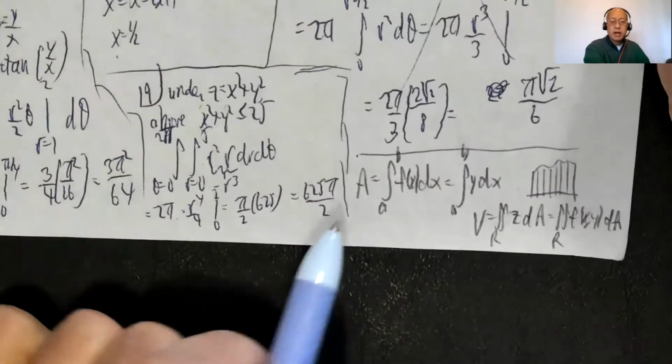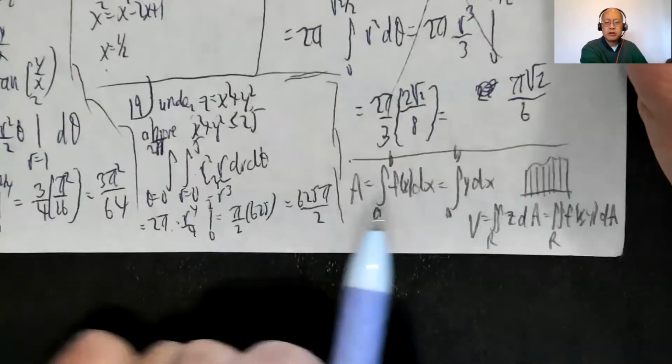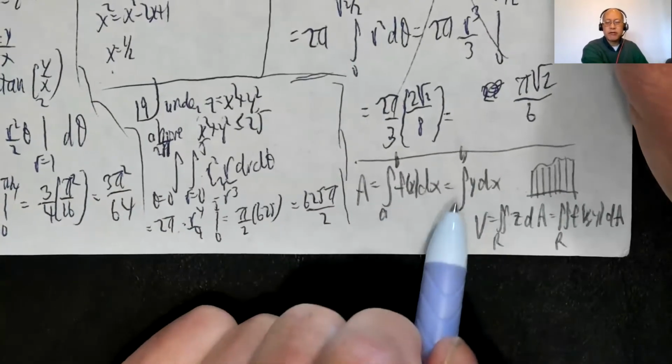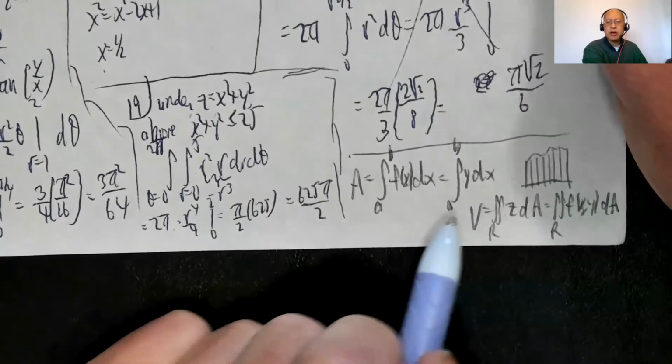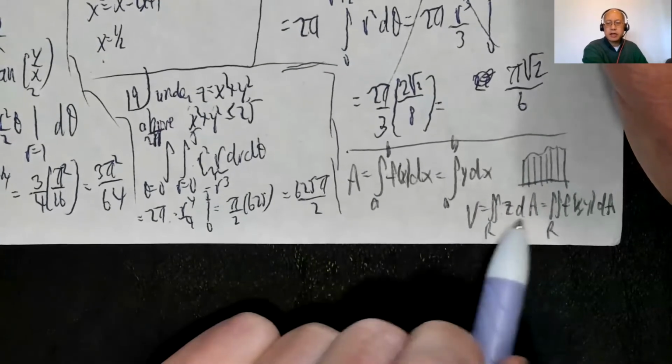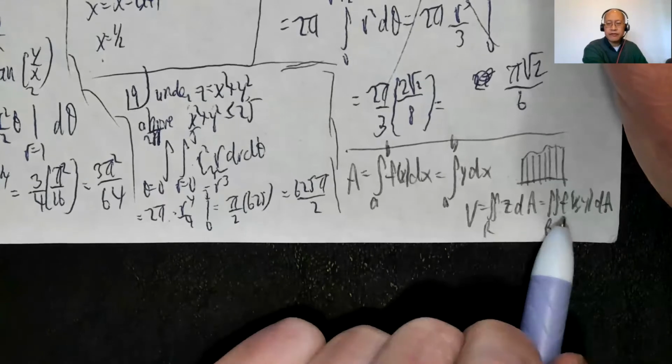So a quick reminder, area that we did in Calc 1 and 2, you're integrating f of x, which is the integral of y dx, area under a curve. So volume is a double integral over a region of z. Integrate z, or f of x, y, over a region R.